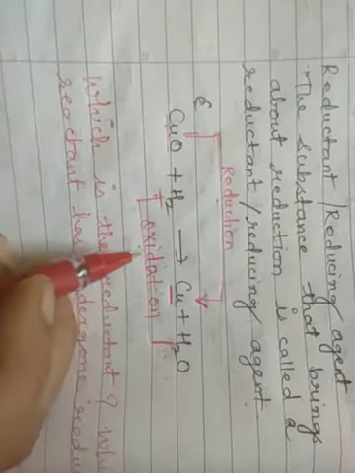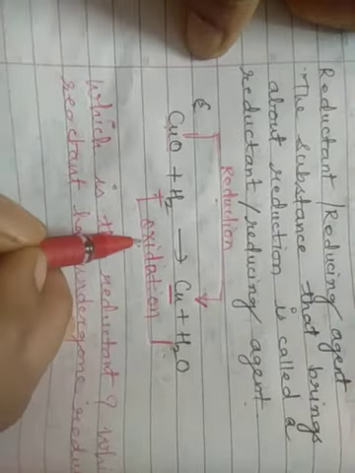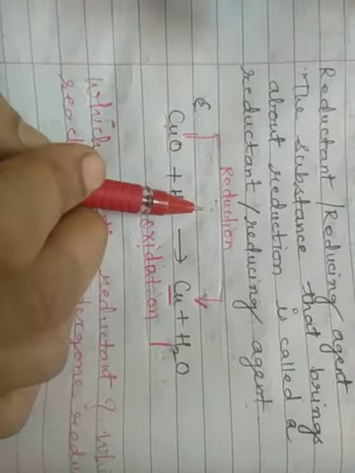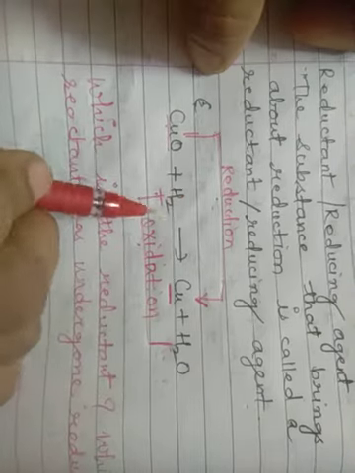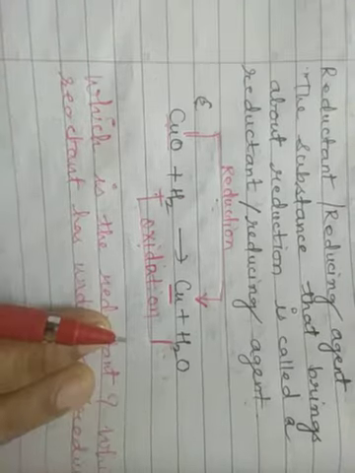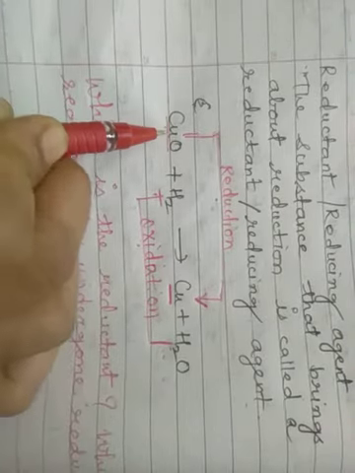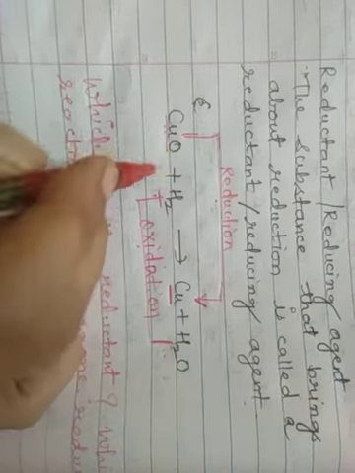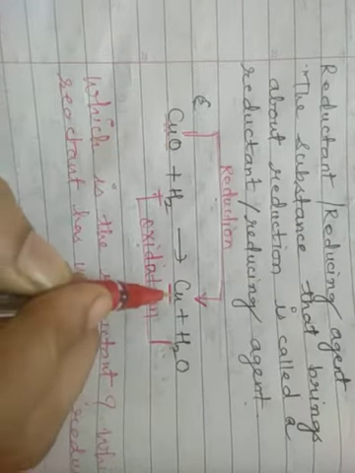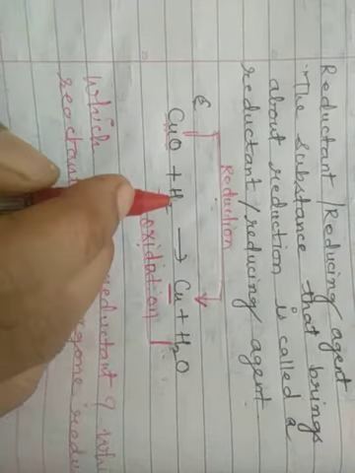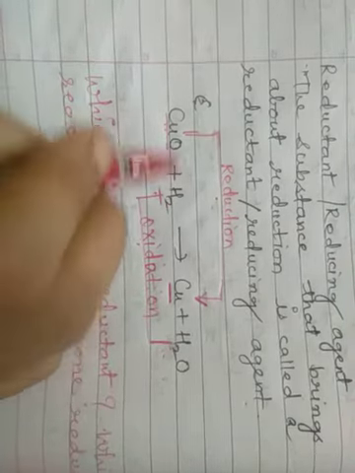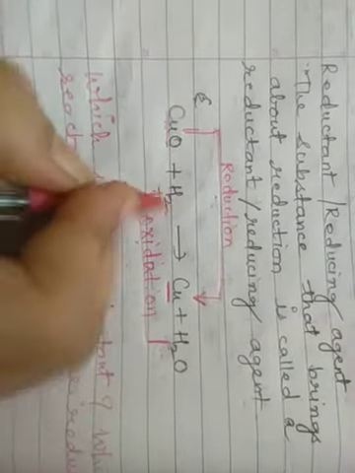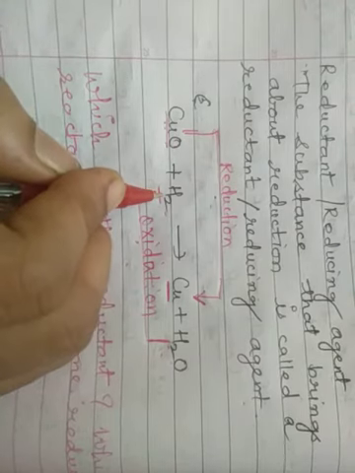A redox reaction is a reaction in which oxidation and reduction take place simultaneously. Most oxidation-reduction reactions are redox reactions. In this reaction, the oxygen atom goes away from the copper oxide, which means that copper oxide is undergoing reduction, whereas the hydrogen molecule takes up oxygen and gets oxidized to water. So oxidation has taken place for hydrogen.